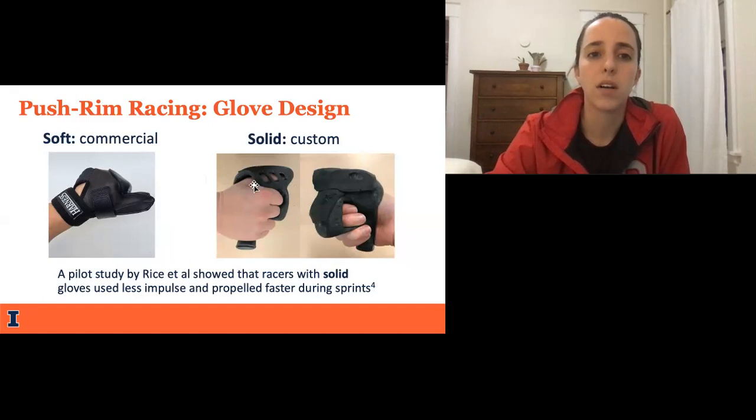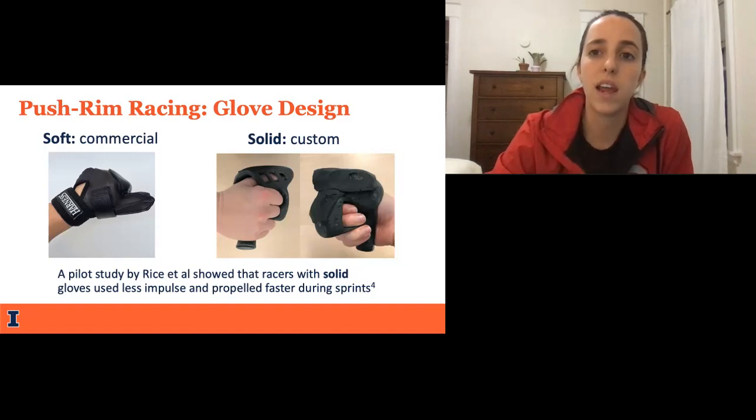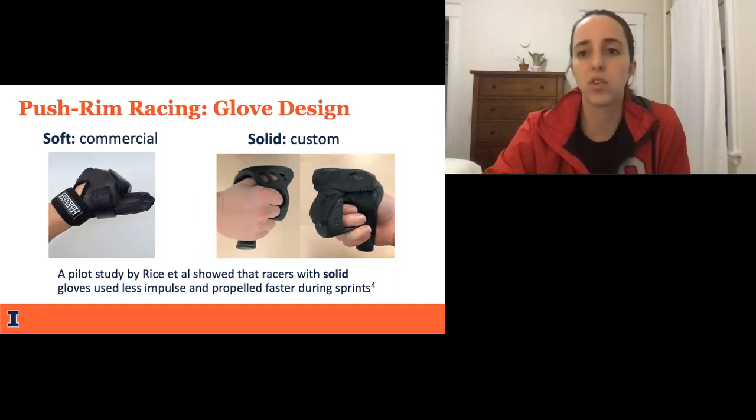This is the back here. So there's some protection on the second and third digits, and then the thumb is encased here. And then here's the side that actually maintains contact with the wheelchair. And so you can kind of see here where these two worn spots are, where this athlete actually pushes on the rim of the wheelchair. And then they're covered in this rubber material to kind of add some extra friction between the glove and the hand ring. A pilot study showed that racers who use these solid gloves on this side actually have less impulse when they hit the hand ring, and they propelled faster during sprints.